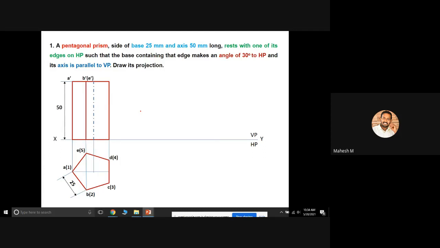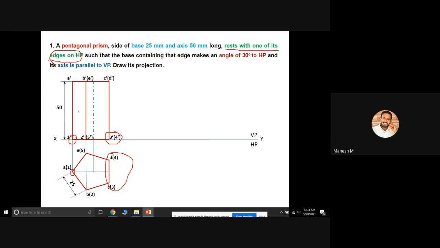Okay, so we have created a front view from this diagram. In this particular corner, it is a corner, it is not an edge, because it is having only one name. So it is a corner in the front view and also it is a corner in the top view. But this particular point is not a corner. It is actually an edge. So you can see this edge in the top view. So our condition is rest with one of its edges on the HP.